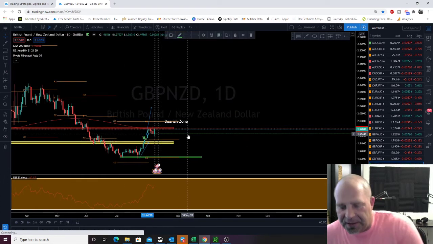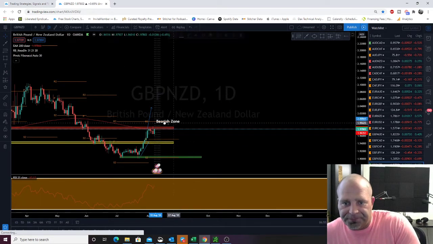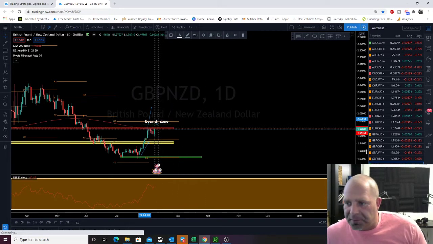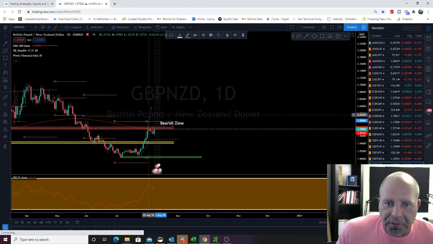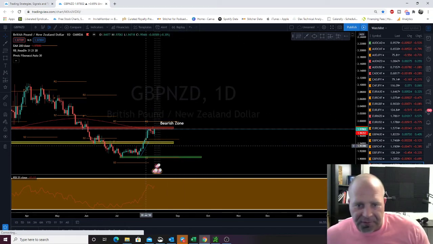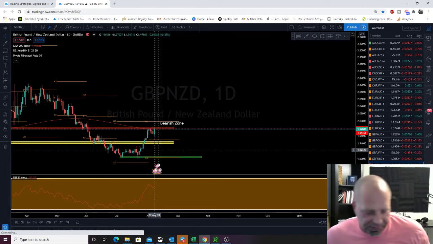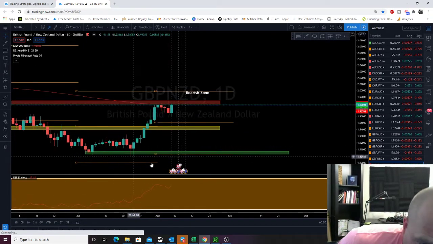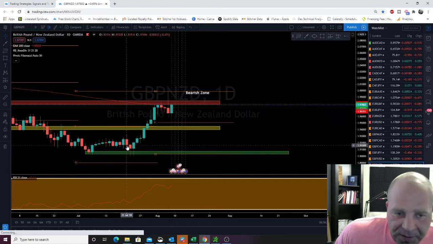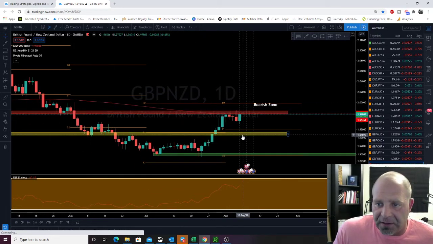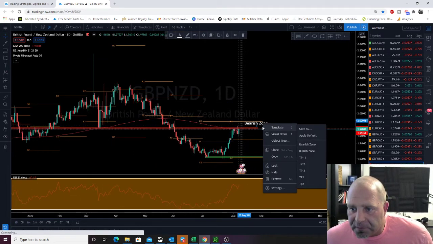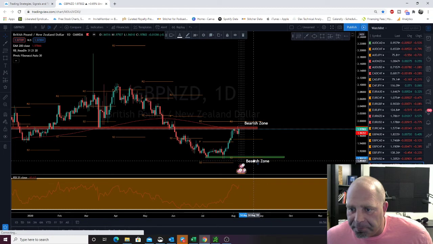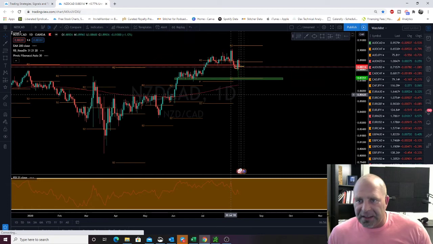GBP NZD. Let's get rid of you. I want to be bearish out of the gate here. Or if we break above that level, got a lot of upside potential. You can see from my last Sunday, we were down here and we moved up. So got our make or break zone in the middle. Let's go ahead and clean these up. There we go.